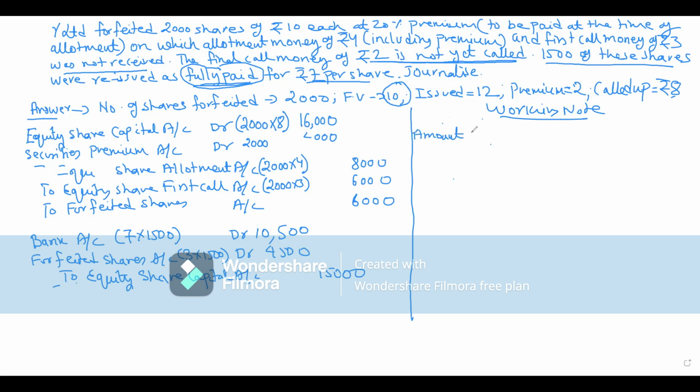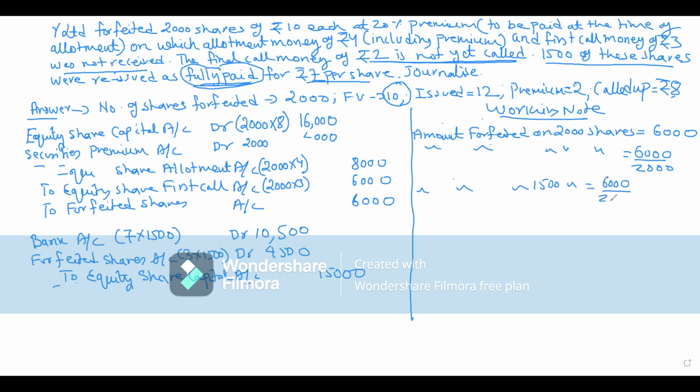So let's see. For 2000 shares, what is the amount forfeited? Amount forfeited on 2000 shares. That makes it how much? 6,000 rupees. Clear? Then amount forfeited on one share, how much will it be? 6,000 by 2,000. Clear? Hence amount forfeited on how many shares? 1500 shares. How much will it be? 6,000 by 2,000 into 1500. How much is this? 4,500.